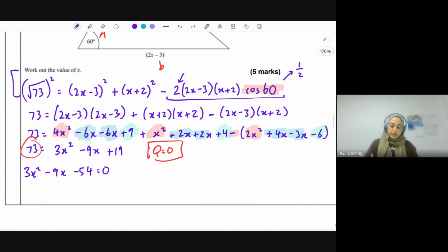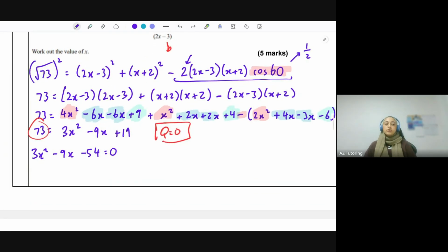Find x. Now you can solve this however you want. You can use the quadratic formula. You can use AC method, but I've just noticed something. All of them go into the 3 times tables, 3, 9, and 54. So I can divide the whole equation by 3. So I get x squared minus 3x minus 18 equals 0. So I can make the equation even more simpler.